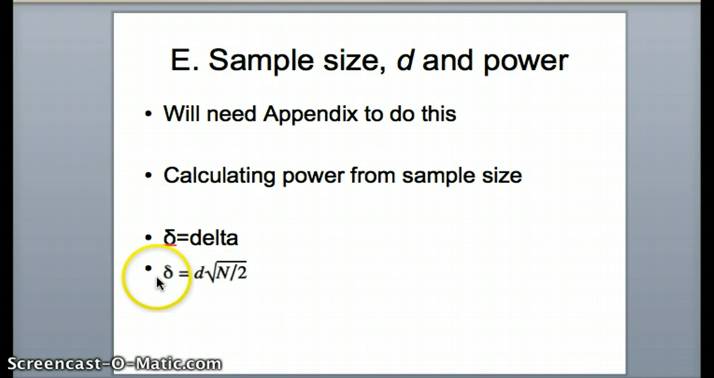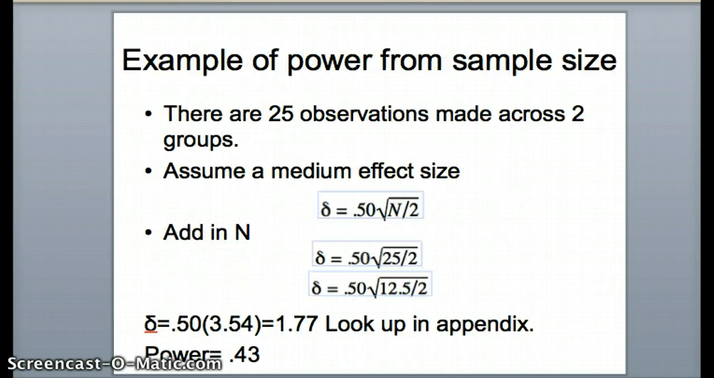And the formula we're going to use is delta equals effect size multiplied times the square root of n divided by 2. And n is just our sample size. So let's look at an example where we fill in all these values and then calculate power. In this case, for our example, let's say we have 20 observations made across two groups.